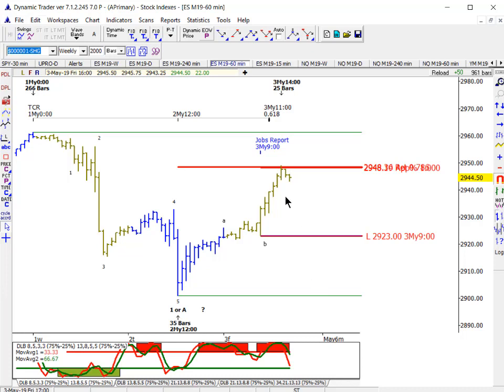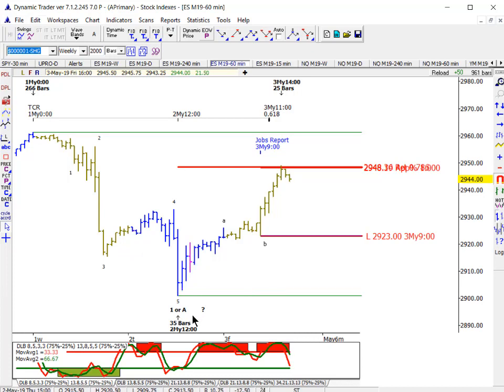So this is 60-minute data in the ES coming down from the all-time high on May 1st, just about 2 days ago. What do we look at pattern-wise coming down? We use Elliott wave a lot. Looks like 5 waves down.